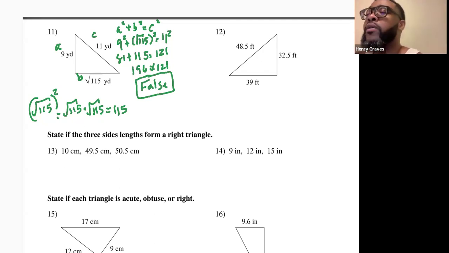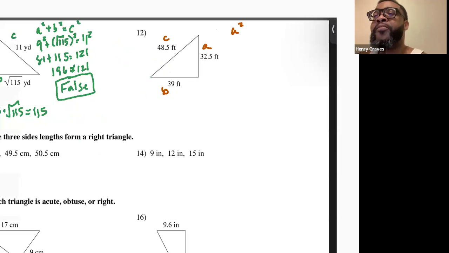On number 12, ooh, it involves decimals. Oh gosh. A, B, and C. Again, I got to prove this is true. If it's true, it is a right triangle. If it's false, it's not a right triangle. So we got 32.5 squared plus 39 squared is equal to 48.5 squared. Wow.